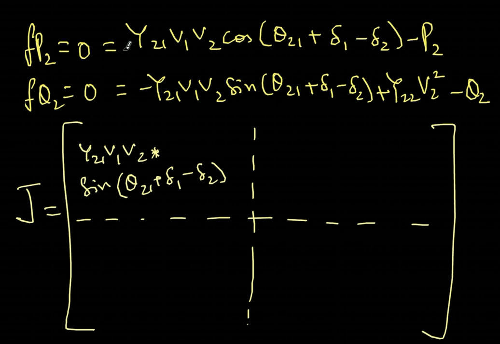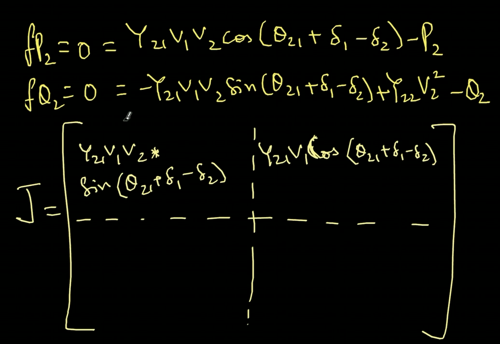Now again differentiate the first function with respect to V2 as a variable. So I'll get Y21 V1 cos of theta 21 plus delta 1 minus delta 2. Of course differentiation of P2 is 0, so we'll leave it as it is.